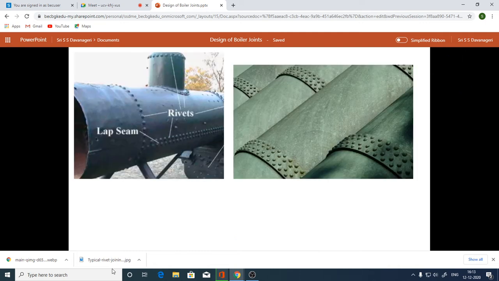In this case this is a butt joint. Over the top they have used one cover plate. Now look here. In this case the surfaces are overlapped. This is called a circumferential joint.